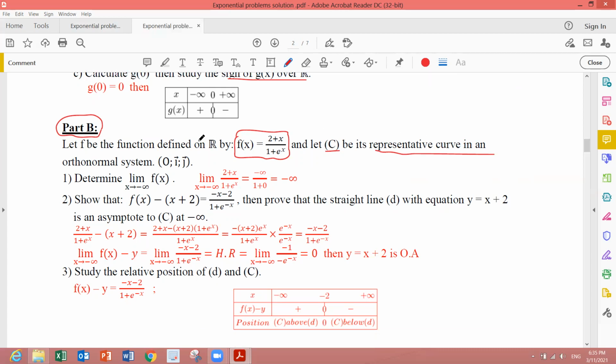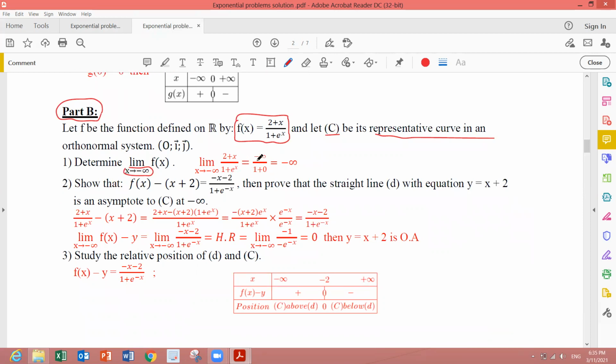Part 1, calculate the limit as x tends to minus infinity. The limit as x tends to minus infinity becomes 2 minus infinity over 1 plus e to the minus infinity, which is 0. So minus infinity over 1 is minus infinity. Part 2.